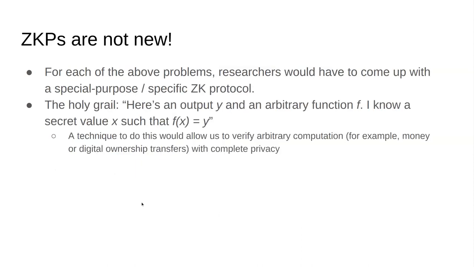Okay, so for each of the above problems, researchers would have to come up with a special purpose, specific zero knowledge protocol, like for each of those problems that we stated earlier. So the holy grail here is an output Y and an arbitrary function F. Okay, we have an output and a function. So I know a secret value X such that if you evaluate that function at that secret value X, we are going to get the output Y.